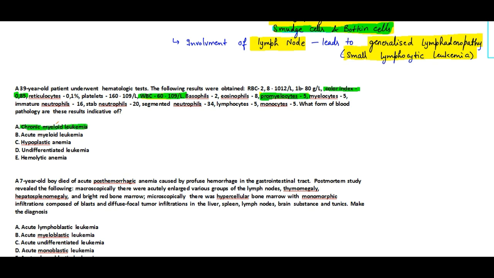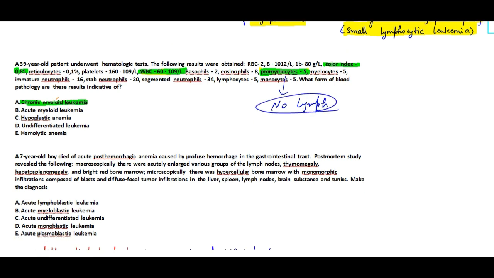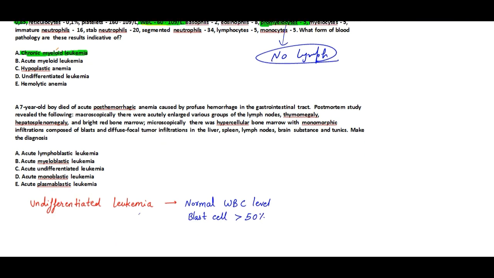Okay. So in the question what is given? WBC more than 50 and the promyelocytes. So no lymph cells or no lymphocytes. Okay, no lymphoid lineage cells or no mature B cells. So remember, chronic myeloid leukemia.